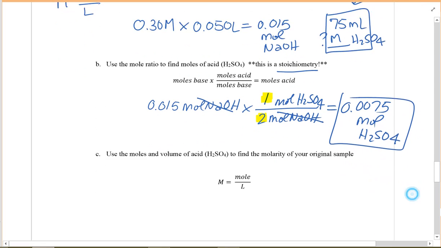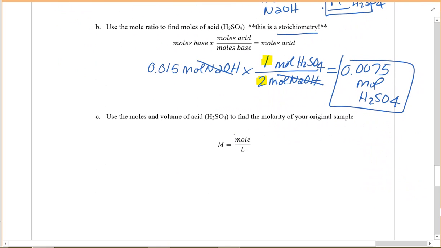So now I know how many moles of acid were in my original sample. I want to find molarity, so I go back to my molarity equation: molarity equals moles per liter. I've got 0.0075 moles sulfuric acid. This is where it's helpful to label my moles, so I make sure I use the right number. I want to use the number from B and not the number from A. And I want to divide my moles of sulfuric acid by liters of sulfuric acid.